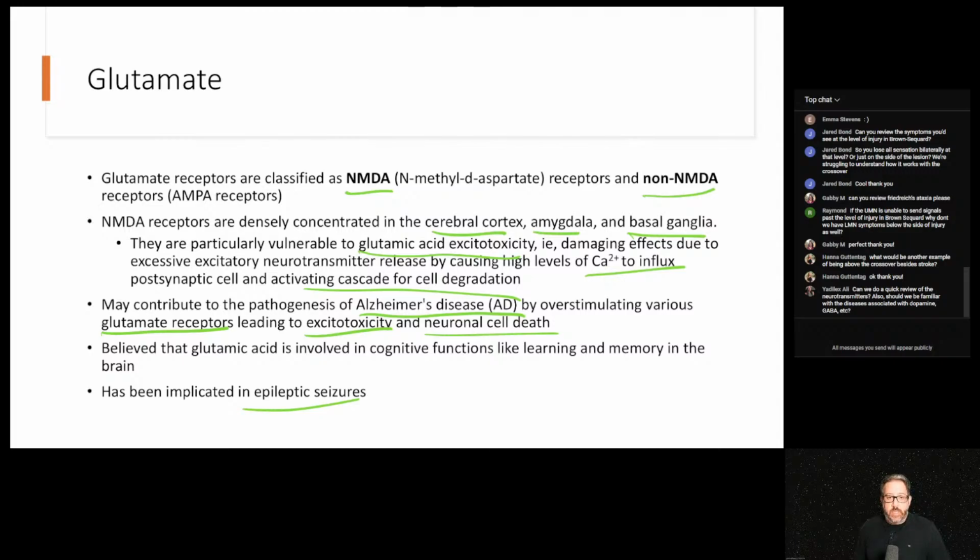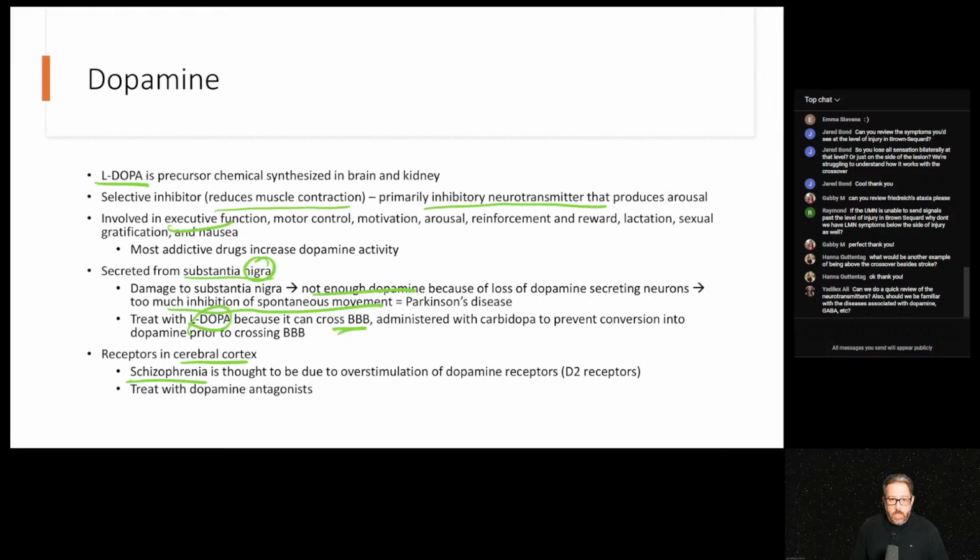Remember glutamate, stimulatory. We'll go through all these a lot more when we get to the different diseases next unit. But again, glutamate we know is stimulatory. So remember that. Dopamine. Inhibitory neurotransmitter, produces arousal. Again, dopamine is a neurotransmitter that obviously is our reward pathway.